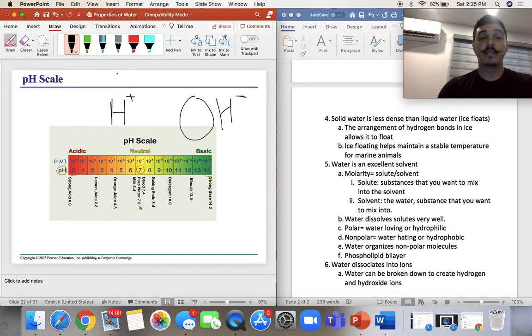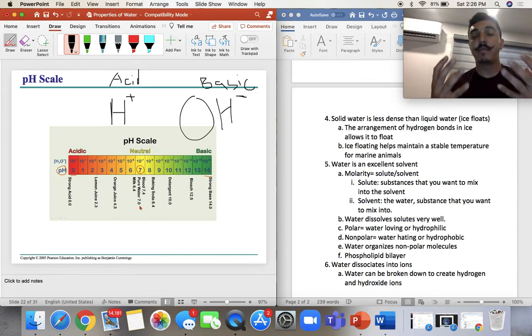So this is considered acidic, and this one is considered basic, pretty basic, kind of like that one girl, you know. Pretty basic. Okay, so what does that mean? That means when in a solution, the concentration of one or the other has to win. So we have a pH 7, that means they have the same amount of H plus and OH minus. They have the same amount of both.